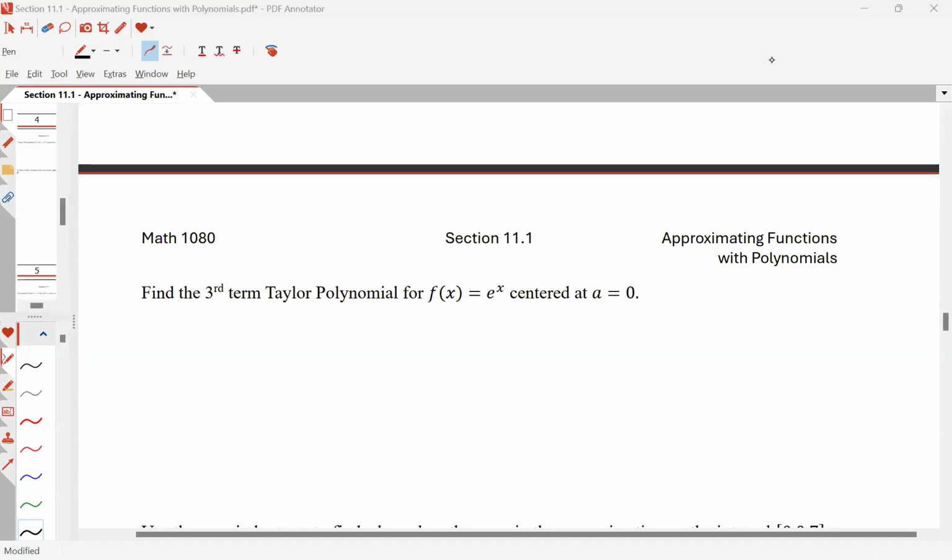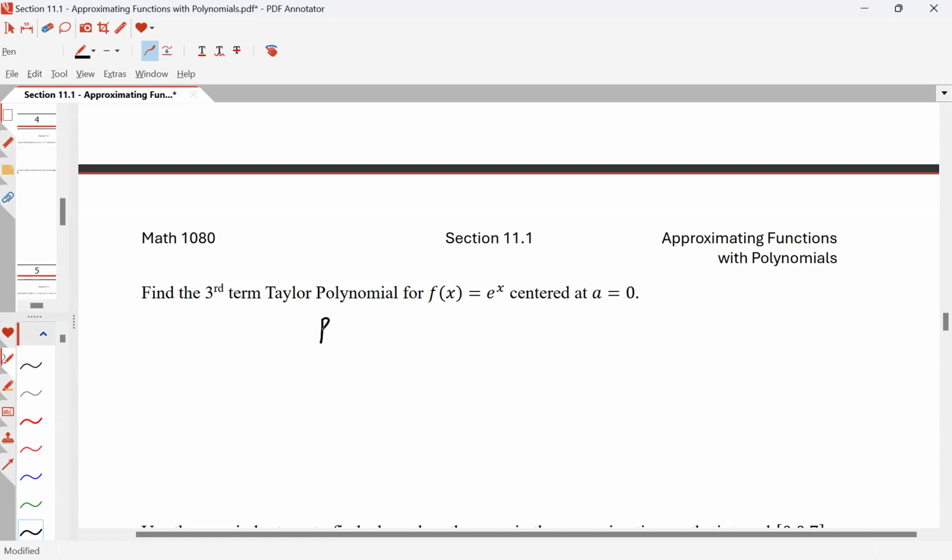Hello, in this video, we are going to work with the remainder theorem, or the estimation of the remainder, with Taylor polynomials. So first, for the first part of this problem, we want to find the third term Taylor polynomial for f of x being e to the x centered at a.